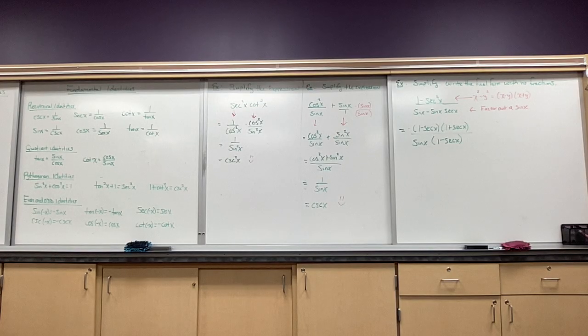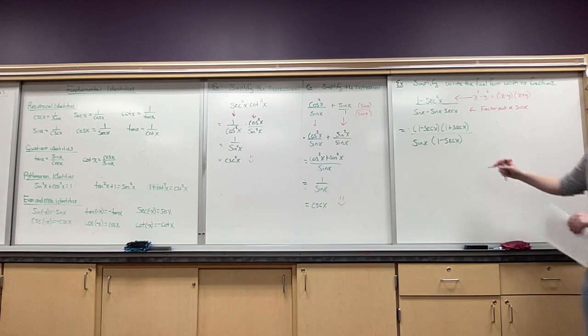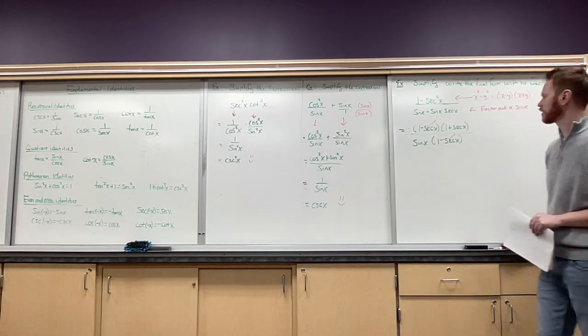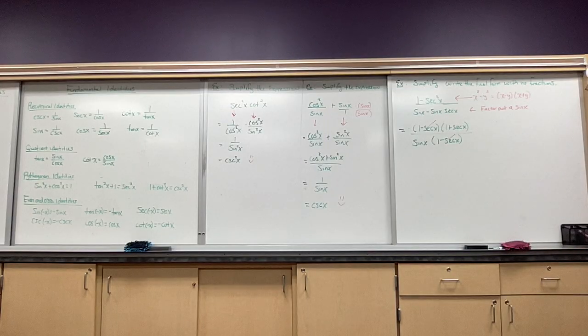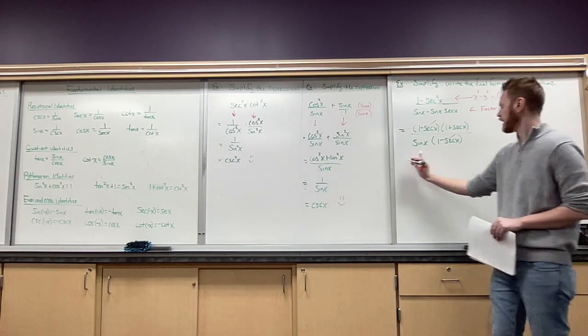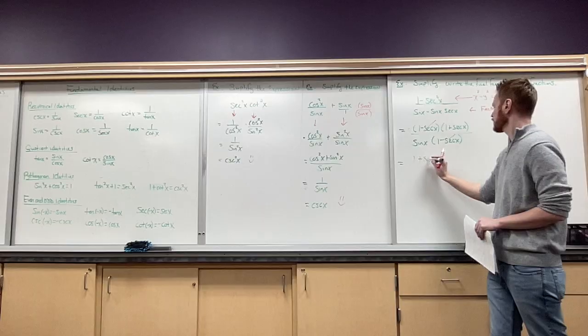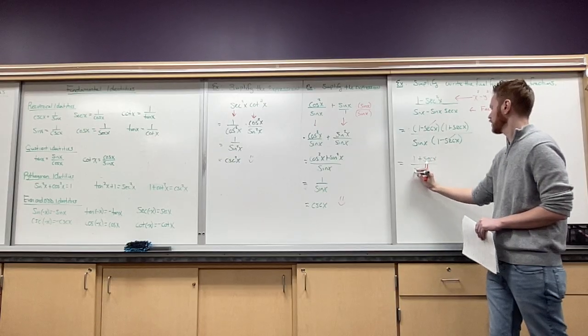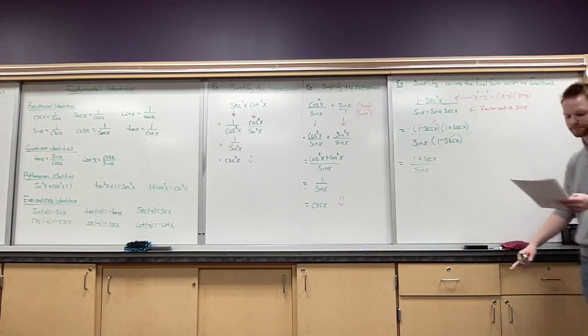Do you see some things canceling? I think we do, huh? Those are gone. They're reduced. So let's see what I'm left with now. So I have 1 plus secant of x over sine of x.